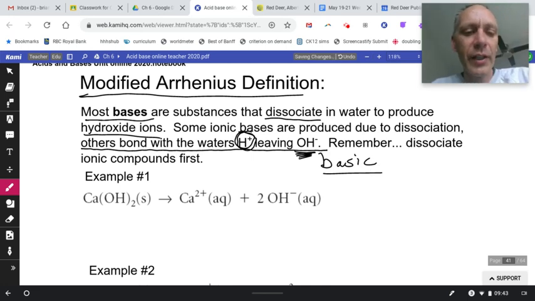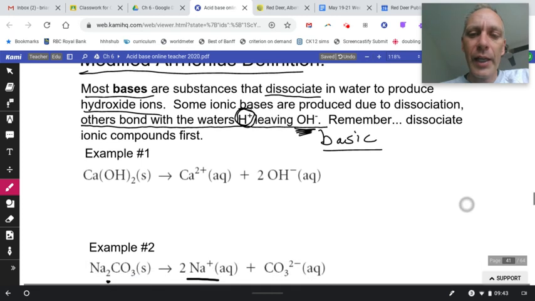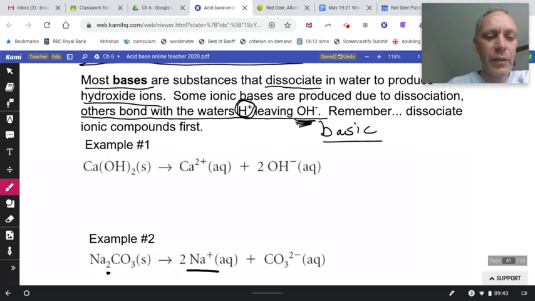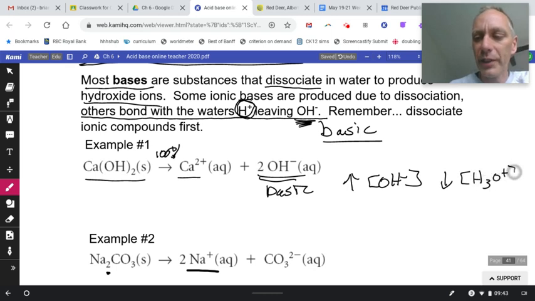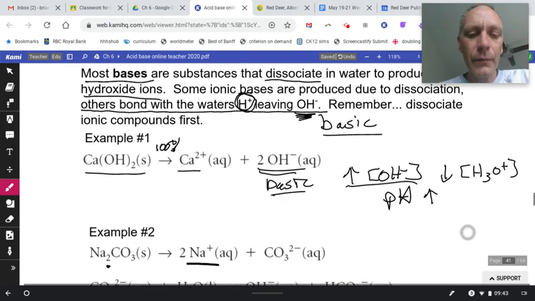So the rule is if it's ionic, dissociate it first. And so the first example that we have here is an ionic compound, calcium hydroxide, and we're just dissociating it 100%. And we get calcium and 2 hydroxide, and that's where the basic properties come in. If we have a high concentration of OH minus, that means we have a low concentration of H3O plus because they are opposites. One goes up, the other goes down, and that means the pH will be high, okay, which means basic.